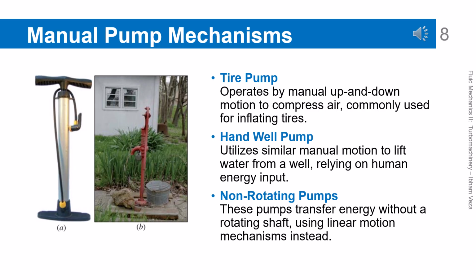Manual pump mechanisms. Examples of manual pumps are shown through a tire pump and a hand well pump. Both devices work using an up and down motion to move or compress the fluid. The energy used comes entirely from human power, not from a motor. These pumps do not use a rotating shaft and therefore belong to non-rotating pumps. This example shows that pump principles do not always require rotating systems.